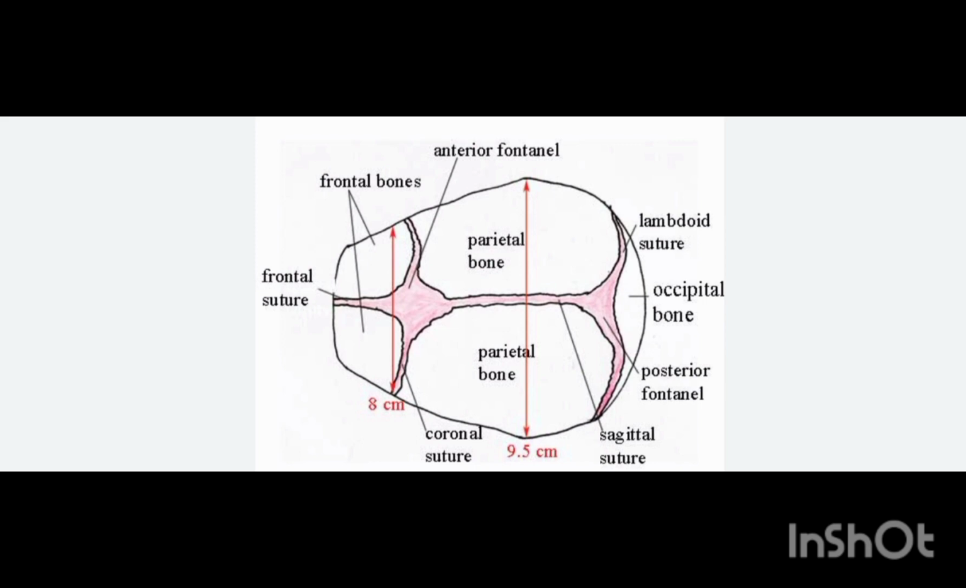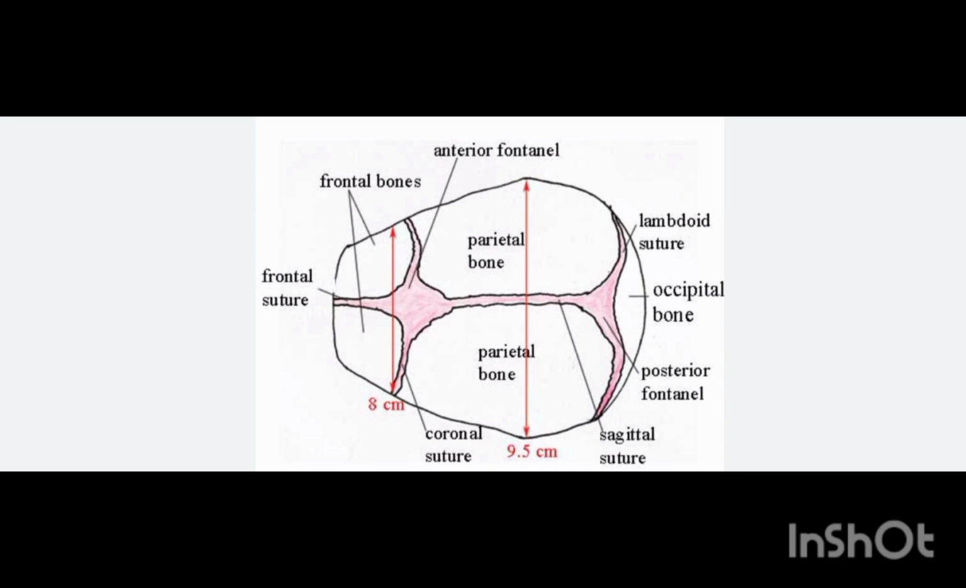If we see in this picture, the 2 frontal bones are joined together by the frontal suture. And in the middle of the picture, in between the 2 parietal bones, there is the sagittal suture.